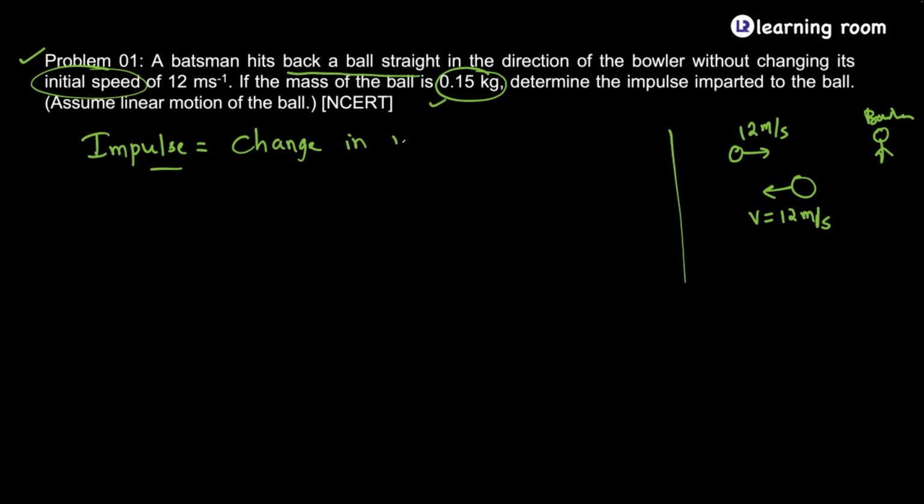It is the change in momentum. Here, I'm using the word momentum again and again, but you have to remember it is linear momentum. So what is the change in linear momentum? It is basically final momentum minus the initial momentum. Am I clear? So what is going to be the final momentum?